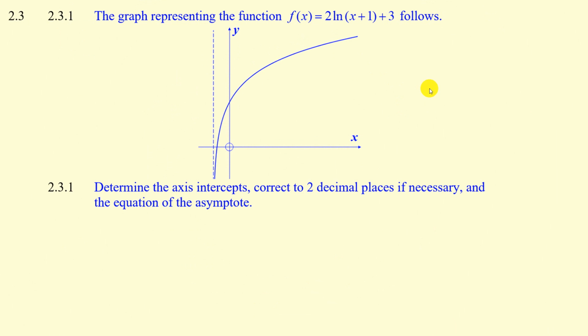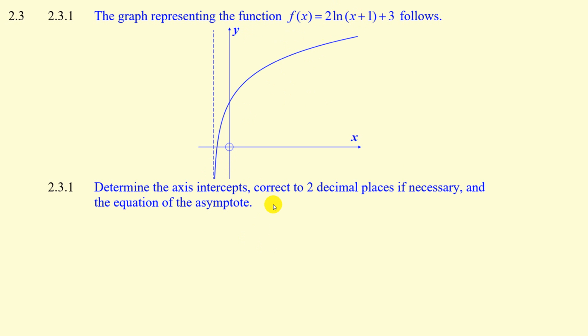Here we have a logarithmic graph now. Asymptotic to some amount. The asymptote occurs when ln becomes undefined, and ln of 0 or below 0 is undefined. You cannot have log of a negative number. You cannot have log of 0.